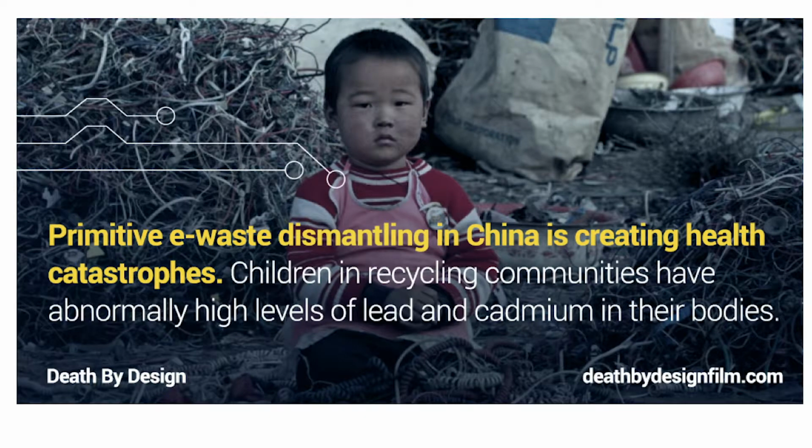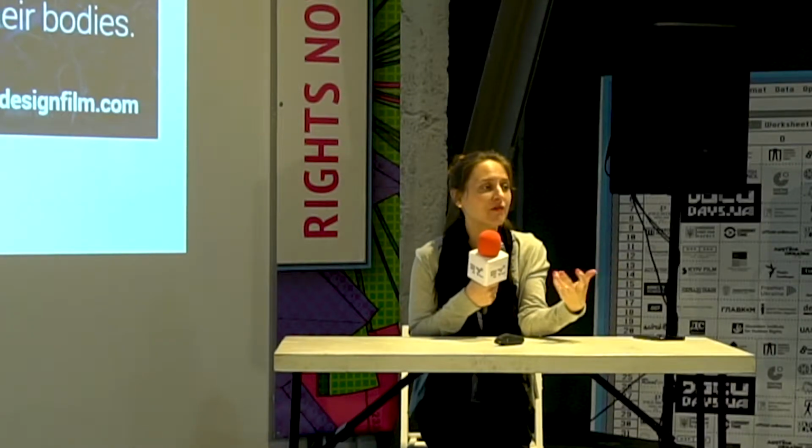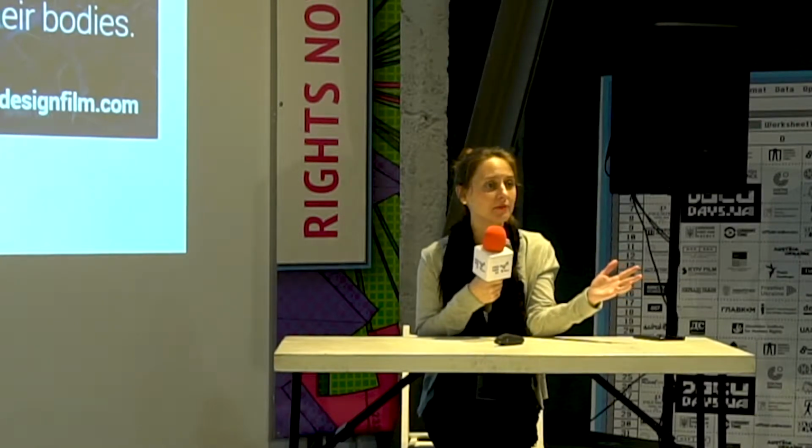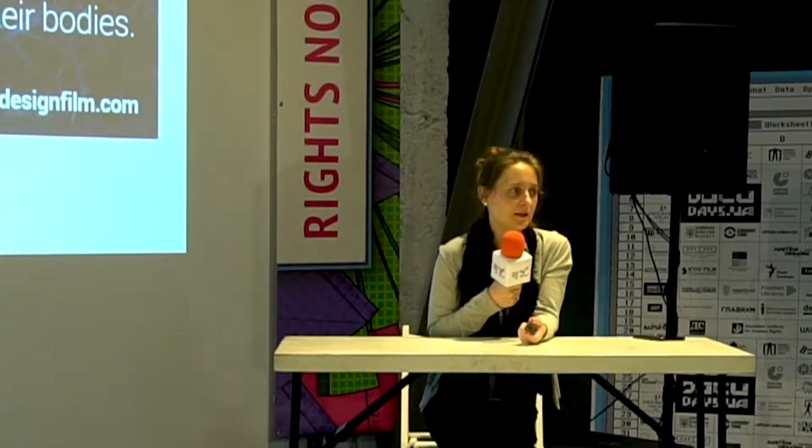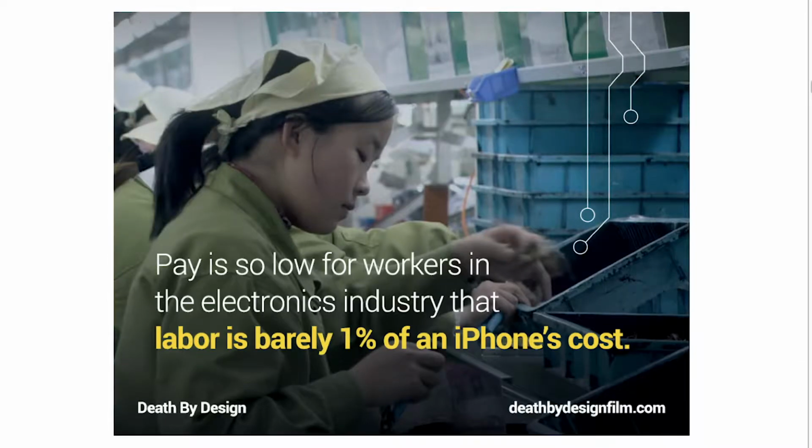Often e-waste dismantling, or what we think of optimistically as recycling, is done by children. It's often done by families in rural China, whole towns where the economic lifeblood is dismantling e-waste. So children in these communities often have very high levels of lead and cadmium in their bloodstream, which, as we know, has dire health effects. That's the environmental side and the human health side, but there's also a human rights side of the story.